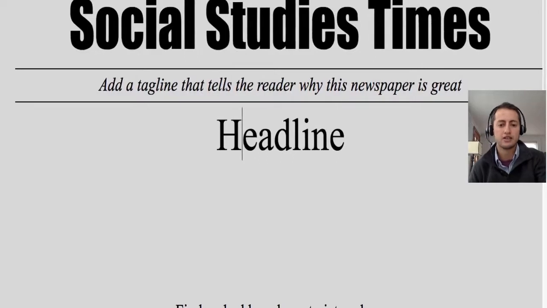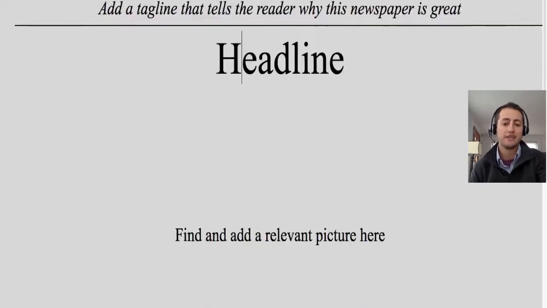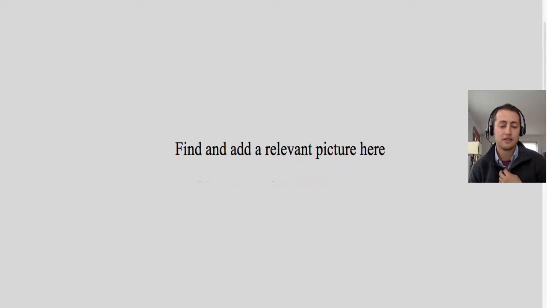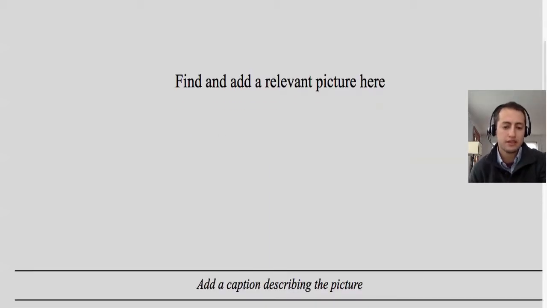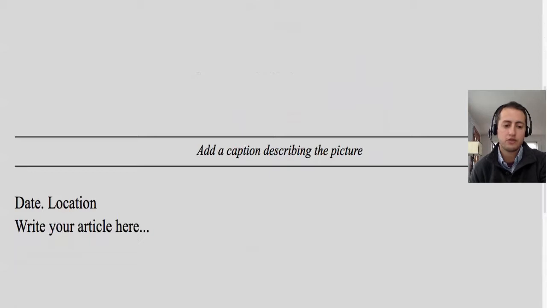So the headline should be connected to D-Day. They can find a photo that's relevant to their article from Google or the internet. And then there should be a caption, because there usually is. And then there's just a straightforward place for students to add their article at the bottom.